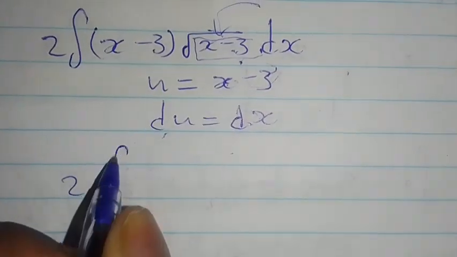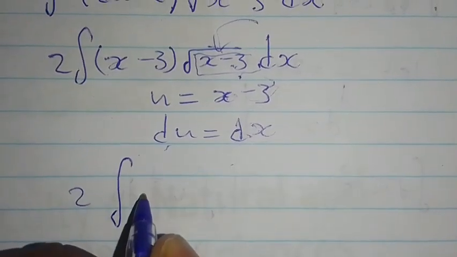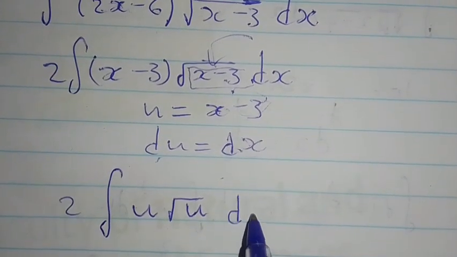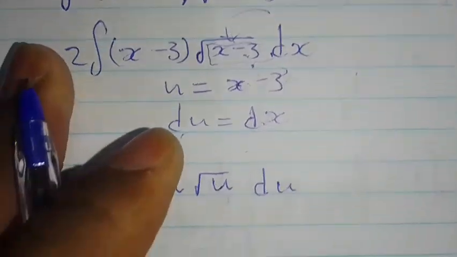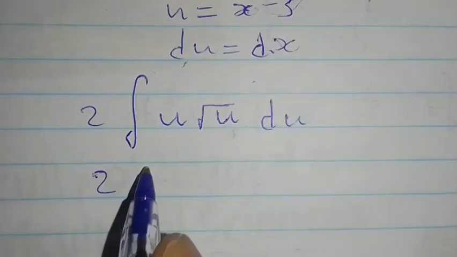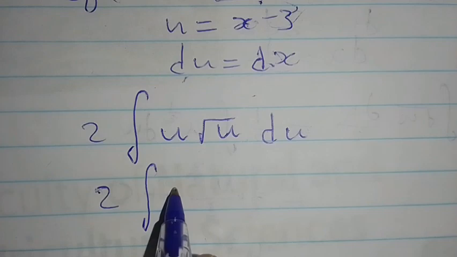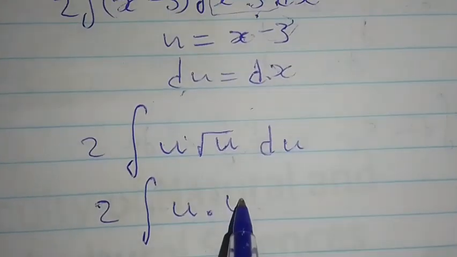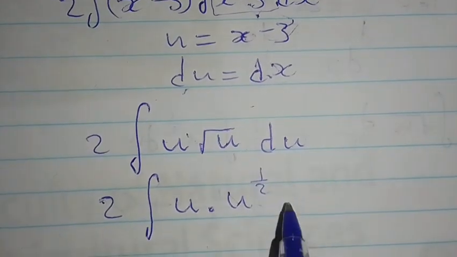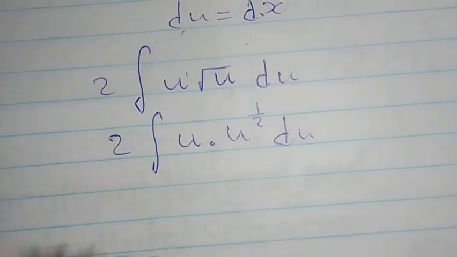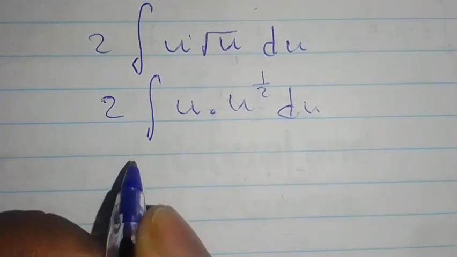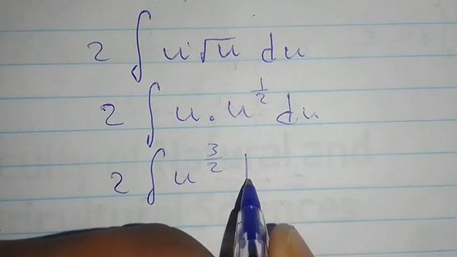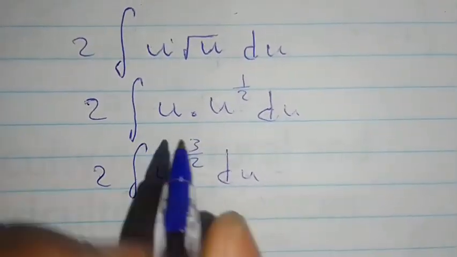Then you're going to have 2, the integral of u multiplied by the square root of u, then you have du, since du is the same as dx. Then you can further proceed here. You have 2, and then this is the same as u to the power 1 multiplied by the square root, which is to the power half. Then you're going to have 2, the integral of u to the power 3 over 2 du, and then you can use that rule that I showed you.